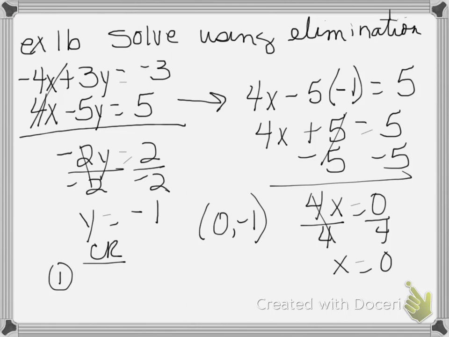To check, negative 4 times 0 is 0, plus 3 times a negative 1 is a negative 3. And negative 3 is equal to negative 3. It checks. Equation 2, 4 times 0 is 0. Negative 5 times a negative 1 is a positive 5 is equal to 5. And that also checks.